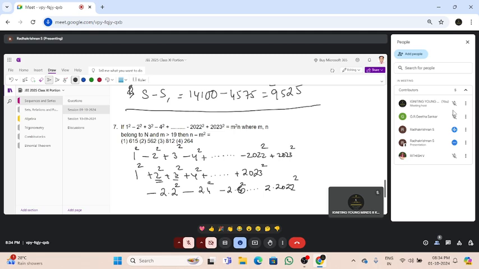Are these two equivalent? Yes. Okay. So this now we know: 1 square plus 2 square plus up to n square we know.